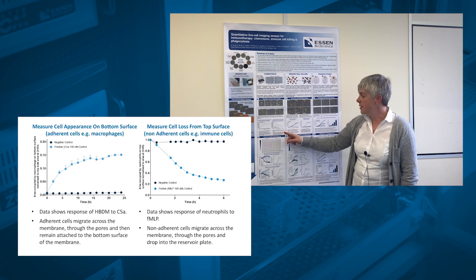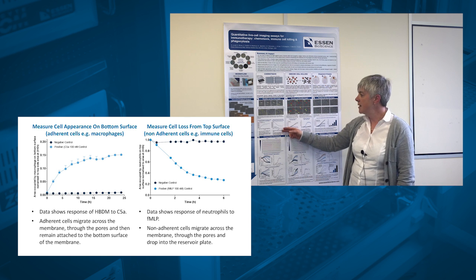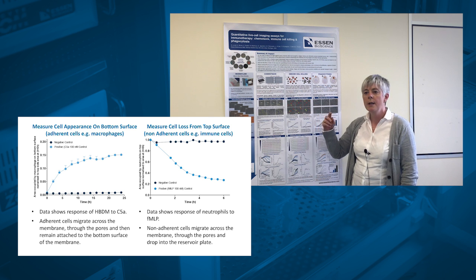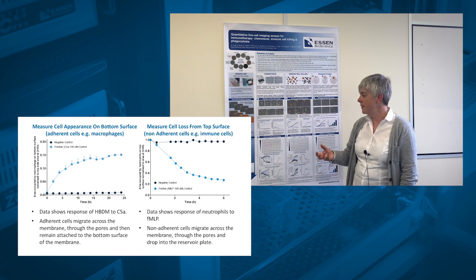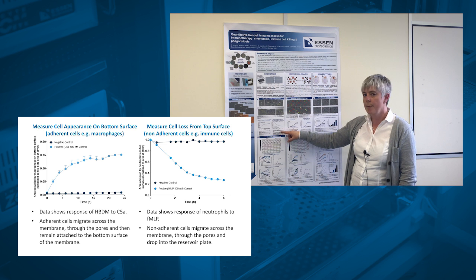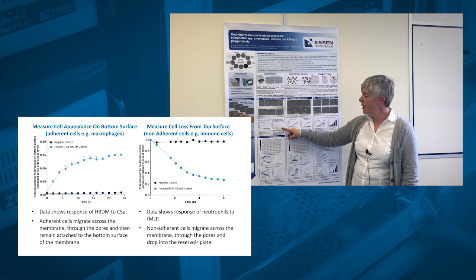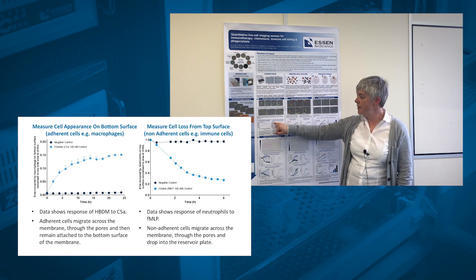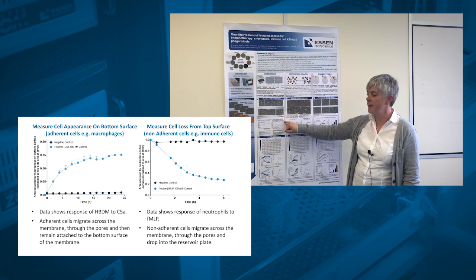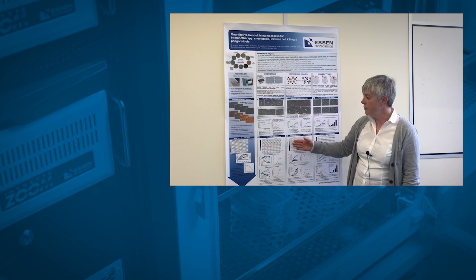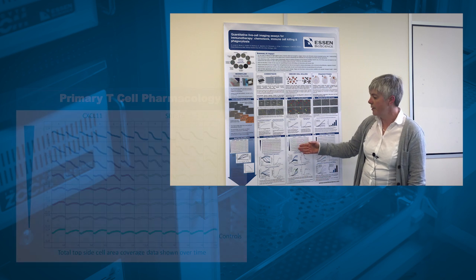The other graph here is actually an example with neutrophils, so these are a non-adherent cell type. In this readout, the cells are on the top side of the membrane, but once they move through the pore, they drop from the underside into the reservoir plate. So what we're actually measuring here is movement towards FMLP, but we're looking at a loss of area from the top side. Without the chemoattractant in the bottom well, you can see the cells just remain on the top surface. Using this particular assay readout, we've then gone on to look at some primary T-cell pharmacology.